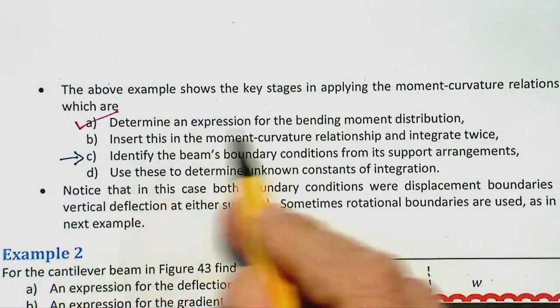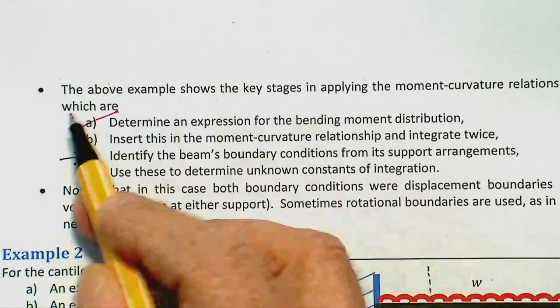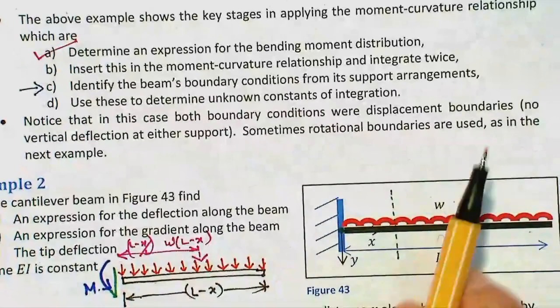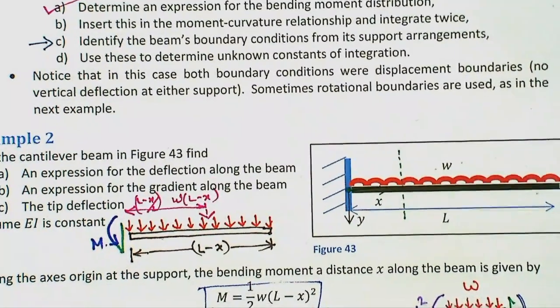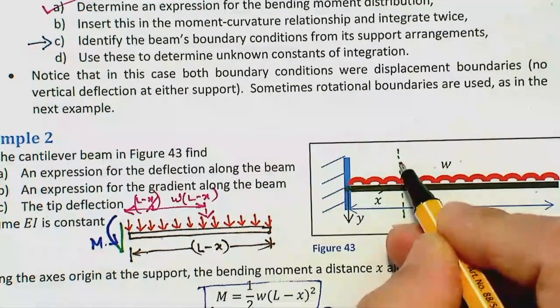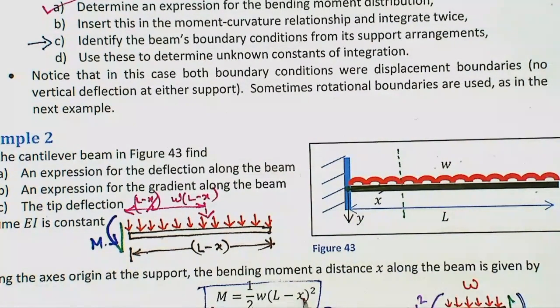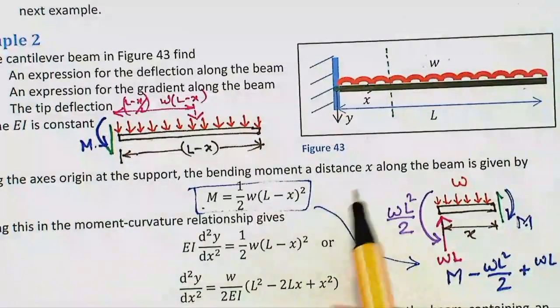Determine an expression for the bending moment distribution. So the first step is done. You have taken a distance x and found out what the bending moment would be at that section. So that is the bending moment in terms of x. If you vary x, you will find the bending moment. So let's check whether we get that.